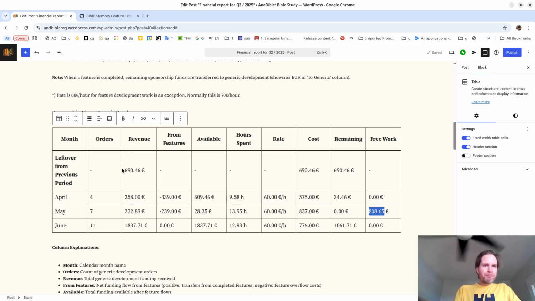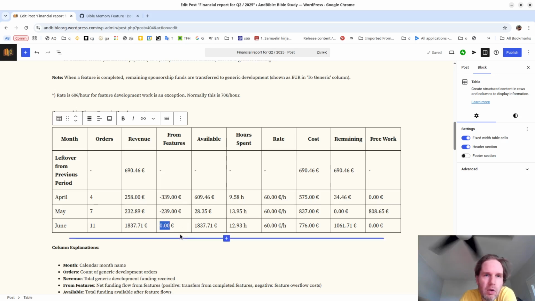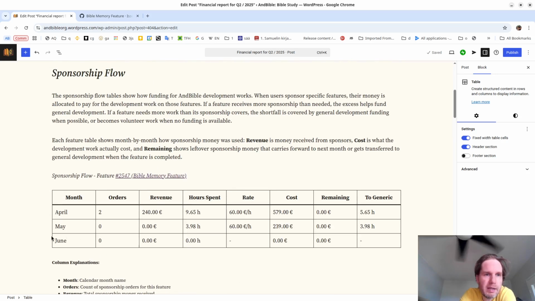And then let's move on to June. Well, let's see. Revenue is 1,800, consisting of 11 orders. This is quite amazing, quite a lot of orders coming, and a lot of money in that sense. And now in June we don't have any feature development, like we see only zeros here.